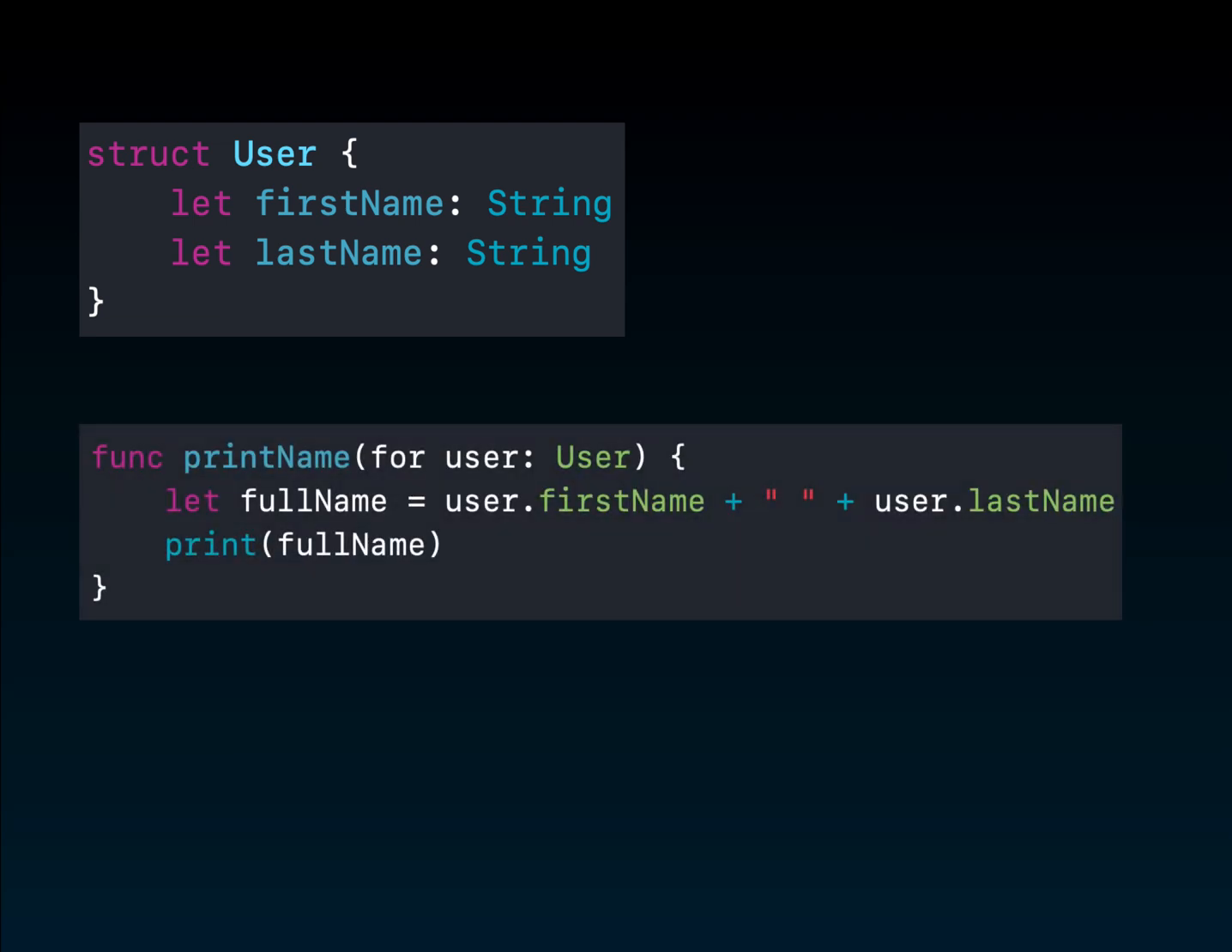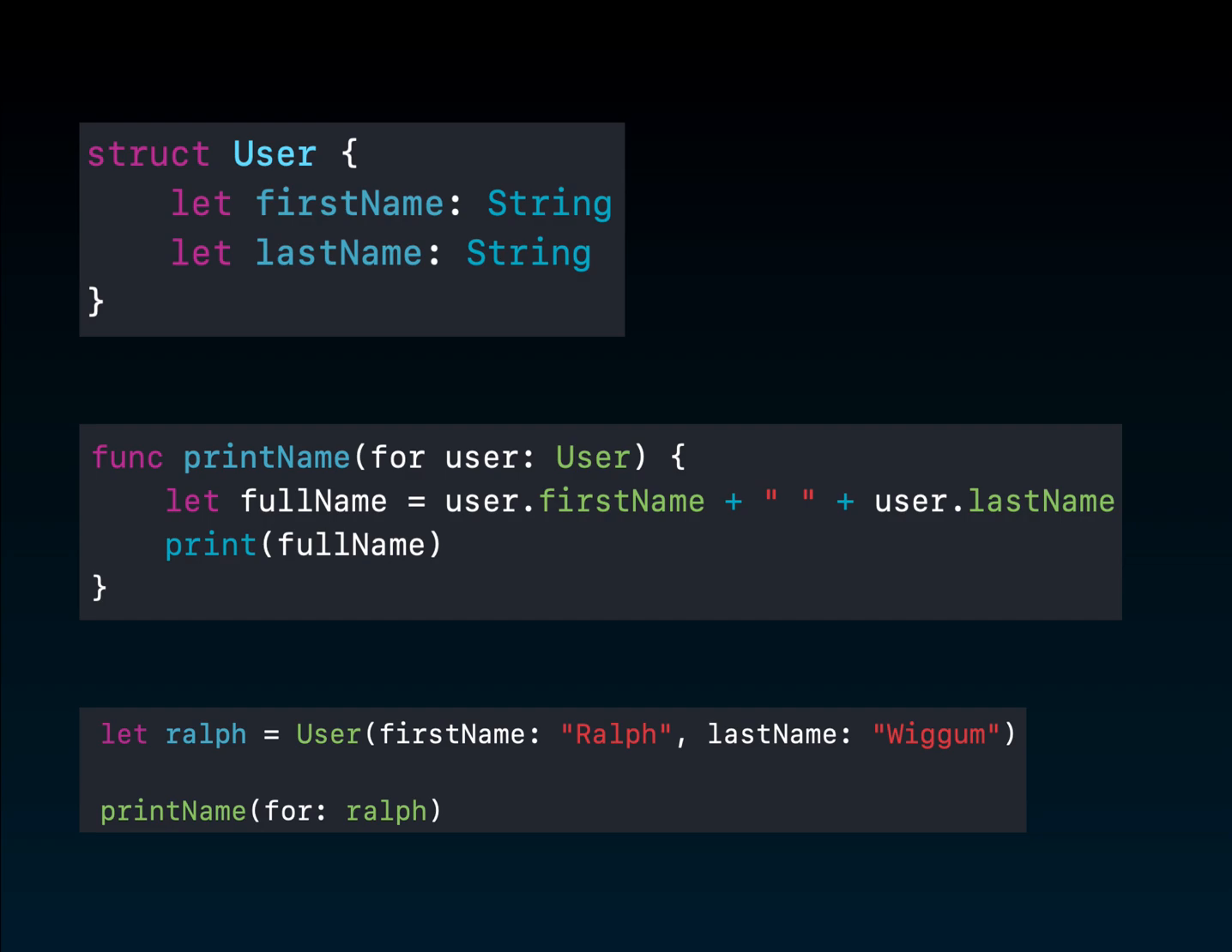And if we want to make a function for it, let's say we need to make a function that just prints out their name, you could write it like this. This function takes in a user, puts together the first and last name, and prints it out. So super simple. And here you can see it in action.